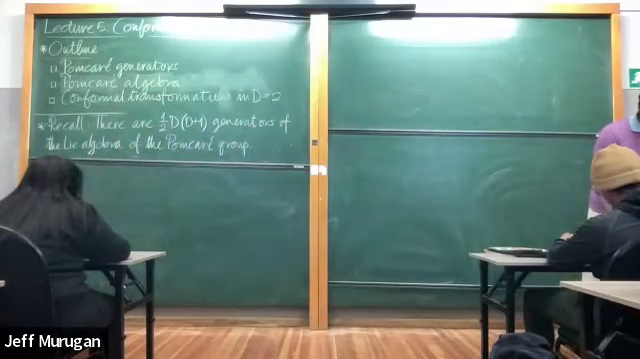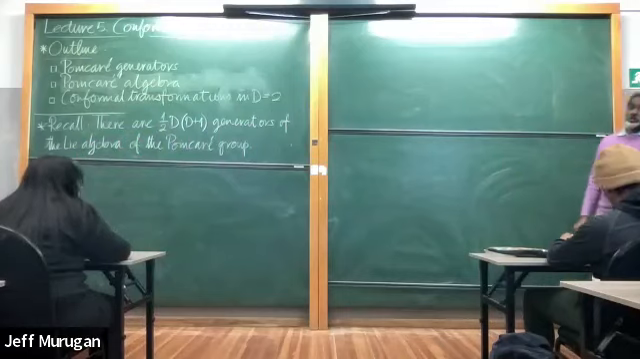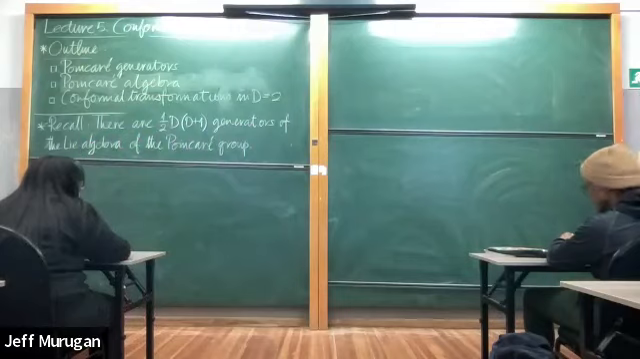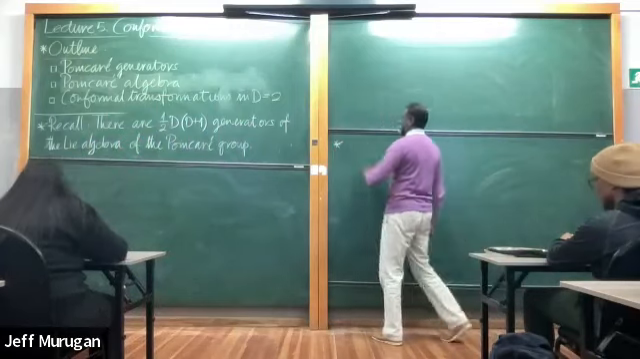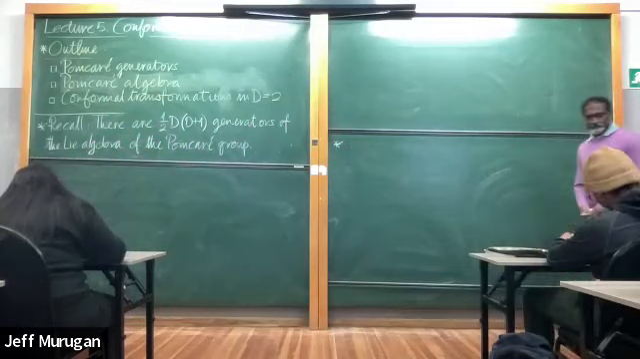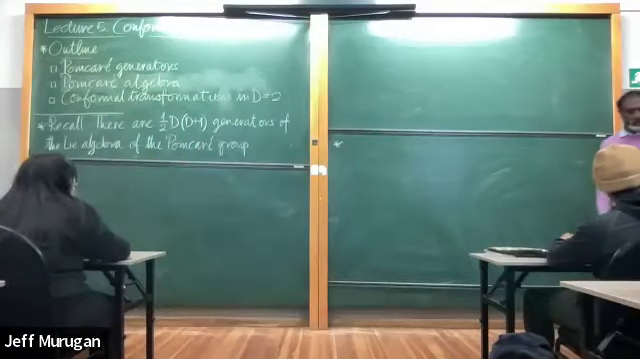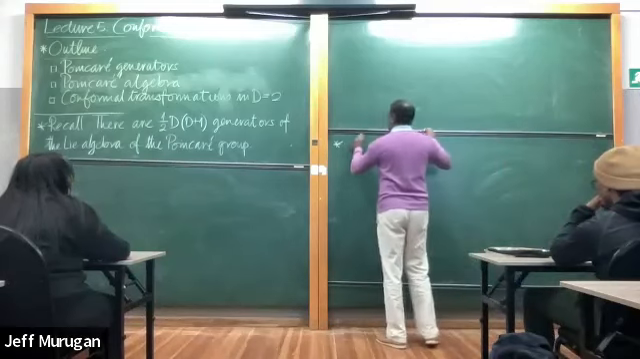Okay. But I didn't tell you what those generators were, like the representation of the generators. And that's what I want to do today. So how do we determine the generators of the Lie algebra? This starts with the following observation.